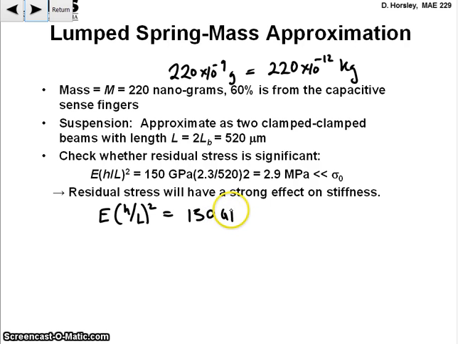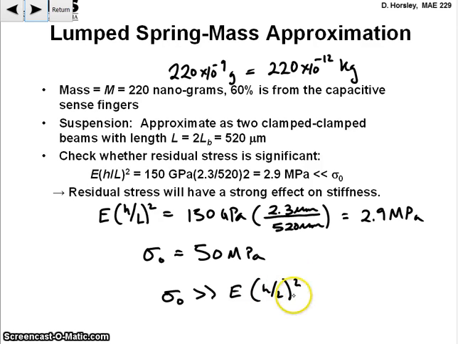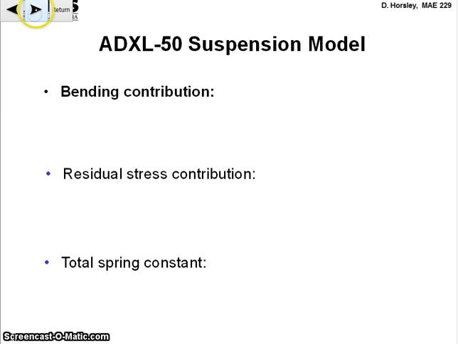The elastic modulus for the poly is 150 gigapascals, and we have 2.3 micron width on the mask, and it's 520 microns long. And so when we calculate that, we get 2.9 megapascals. And we know that sigma naught, it was given, is 50 megapascals. And so sigma naught is much bigger than E times H over L squared. And so residual stress is important. It's actually going to be the dominant source of stiffness in this device.